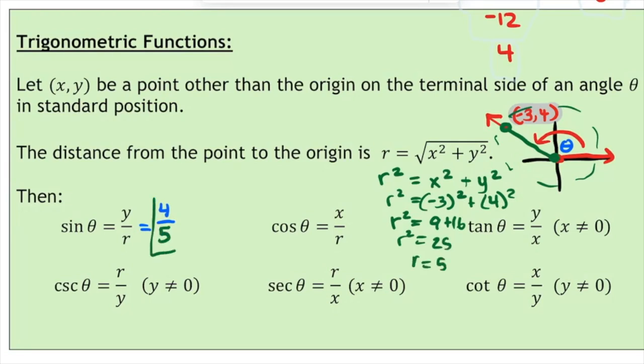So my sine value for that angle would be my y coordinate divided by r, which is just 4 over 5. Cosine is your x coordinate divided by r. Tangent is your y coordinate divided by x.